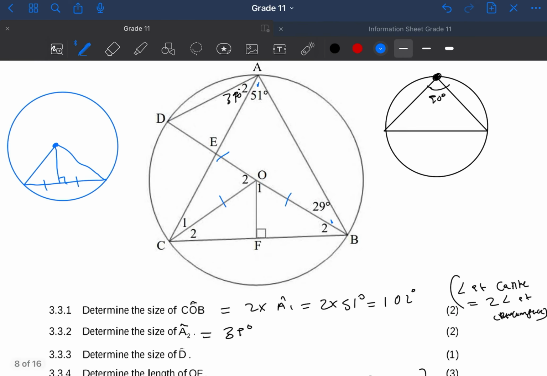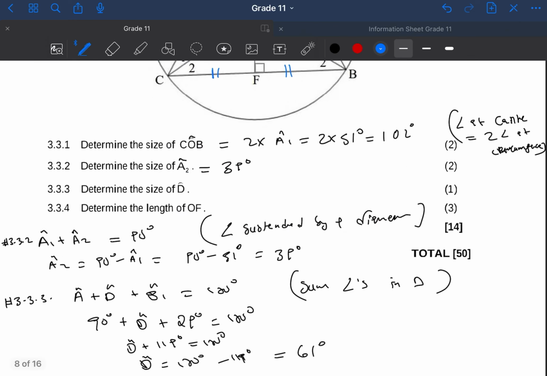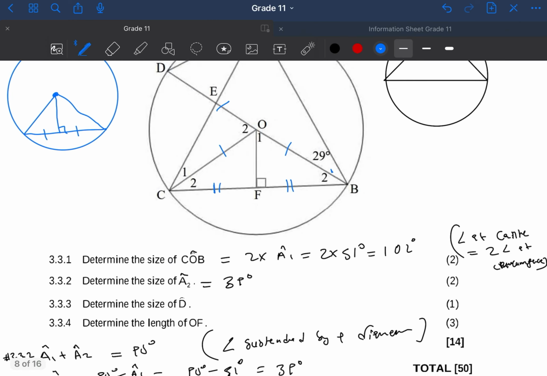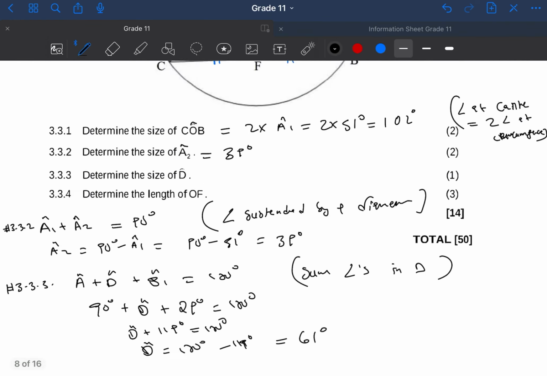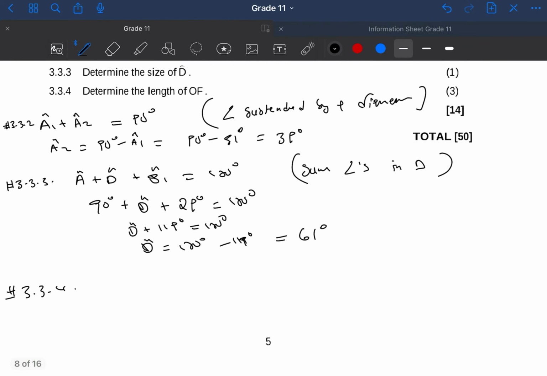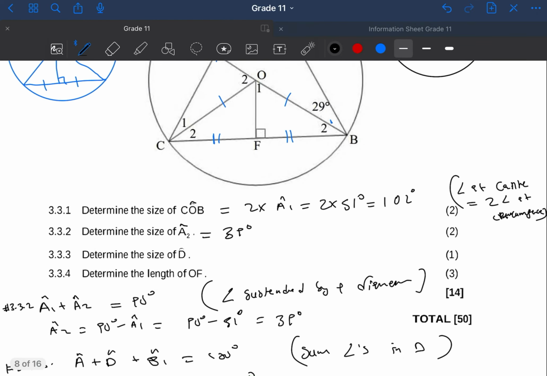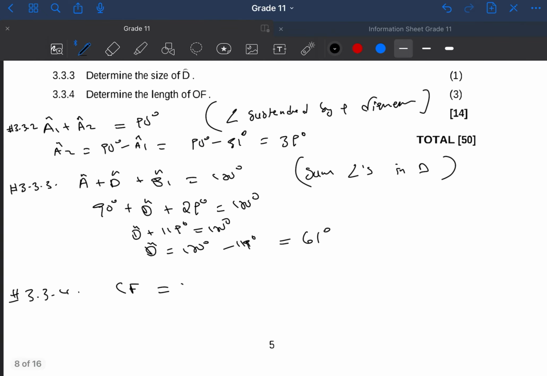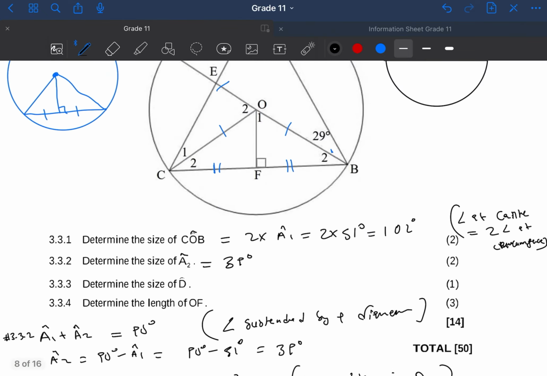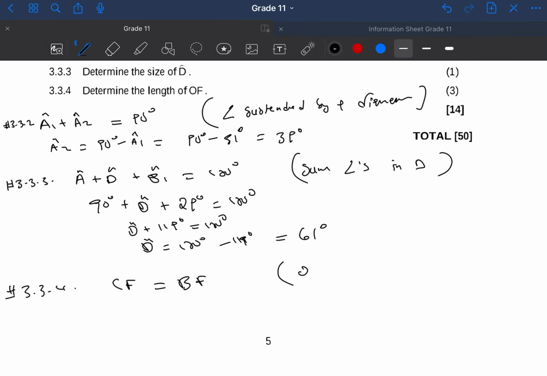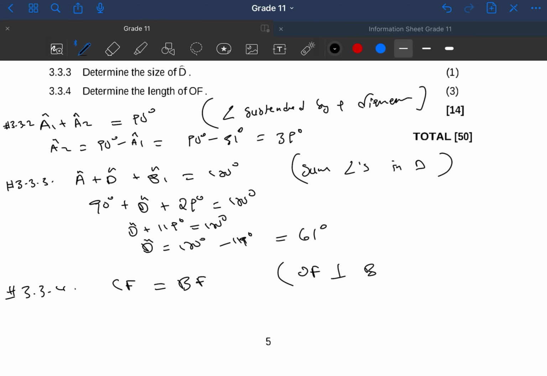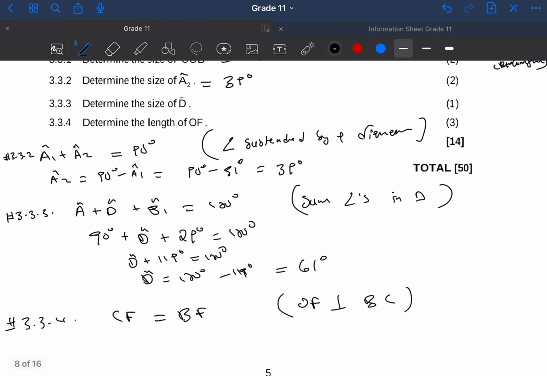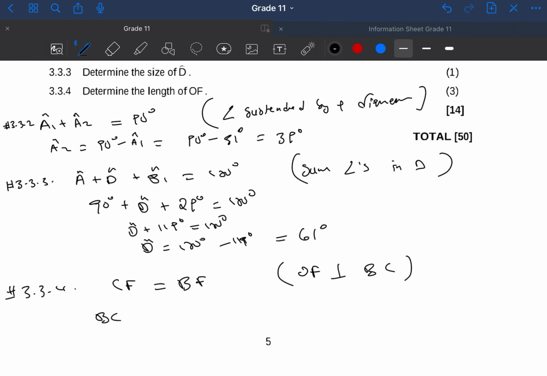So what does this say? It tells us that line CF is equal to line FB, because we have OF which is perpendicular to BC. That's the reason. So line CF is equal to line BF. What is the reason? Because OF is perpendicular to BC. That's the reason.